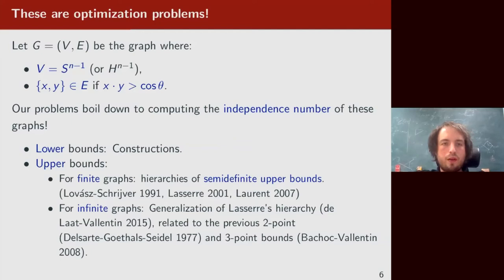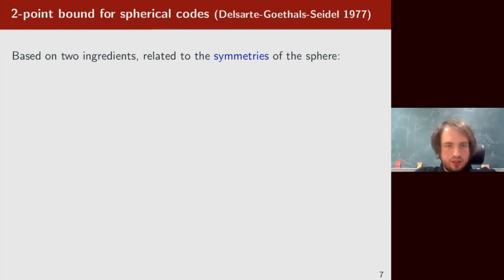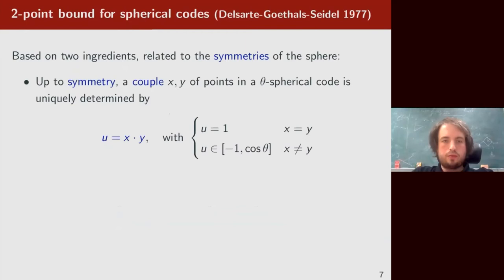Okay, so let me tell you about the two-point bound, which is easier to understand. I just want to tell you the ideas, and then you will see that the three-point bound is basically the same thing. So the most important thing is the orthogonal group of the sphere. Using this, one first observation is that any pair of points x, y on the sphere can be represented just by the inner product, because up to symmetry you can think that one of them is the north pole. And then up to rotation, the only thing you want to understand is the distance between the north pole and the other point. So you represent a pair by the inner product u between them, and this will be one if you have the same point, and otherwise, if they are in the same code, this will be at most the cosine of theta.